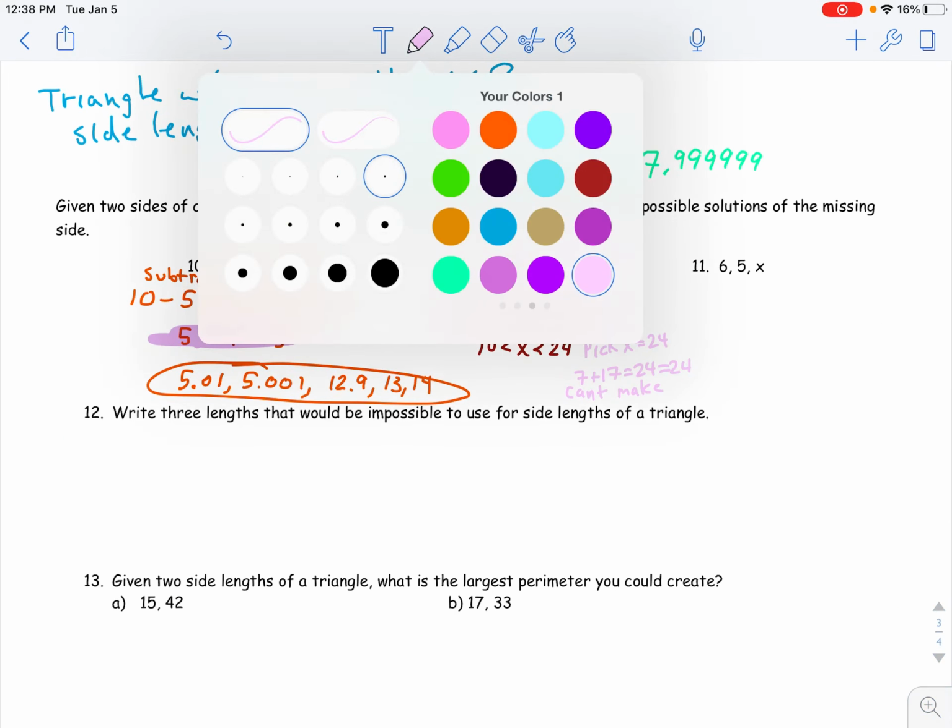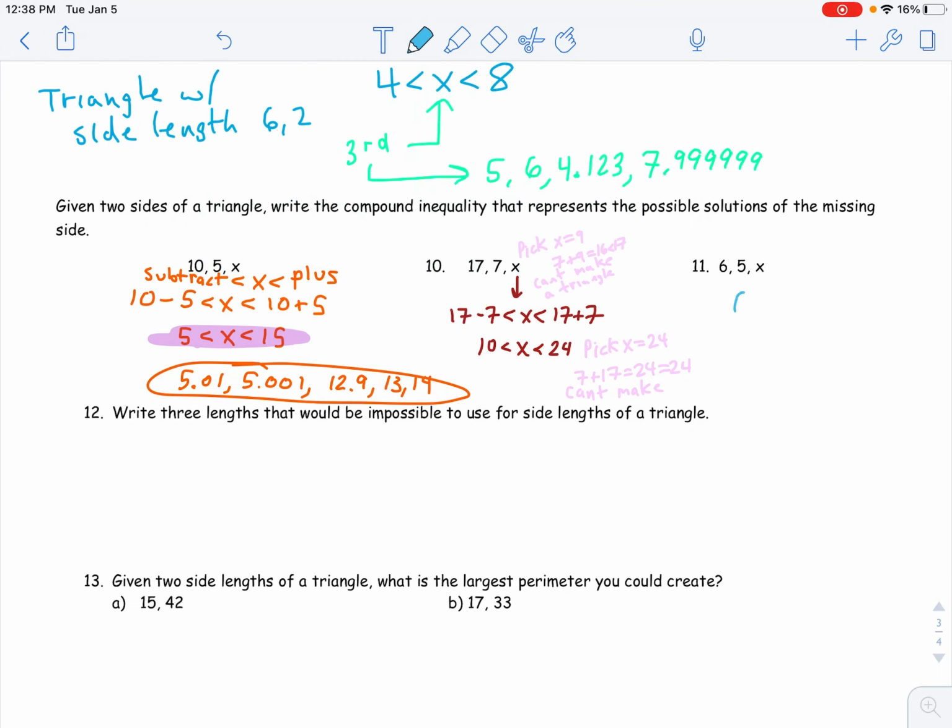All right, and then this last one over here, again, just subtract them. x has to be bigger than the subtraction, but less than the addition. x has to be between 1 and 11.